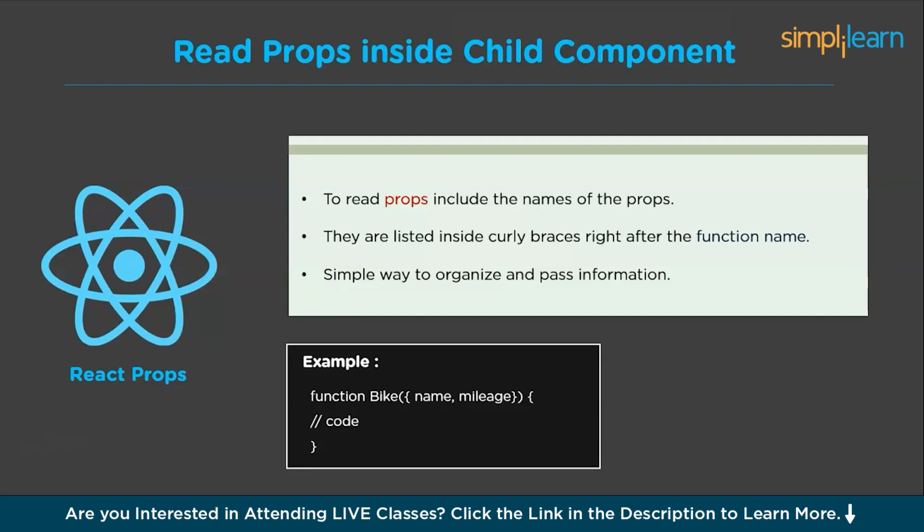So when you see something like name, mileage or any other name inside the curly braces, it means you can find and use the values inside the component. It's a simple way to organize and pass information to the function. So this is how you receive or read props inside the child components. Now let's understand it with the help of an example.